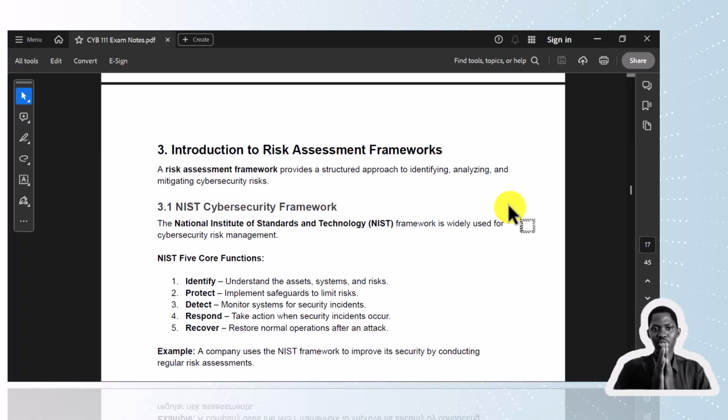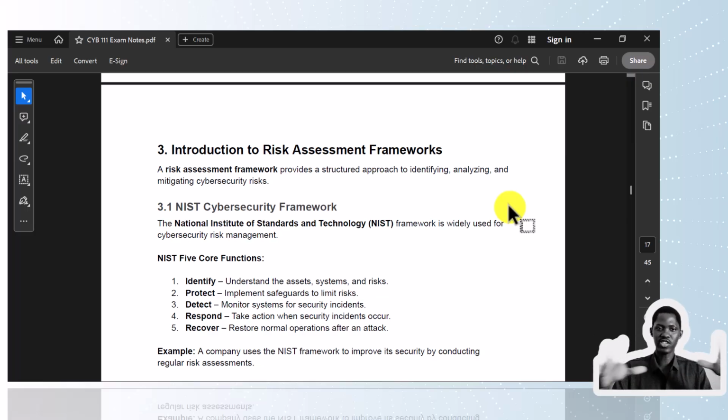The NIST stands for the National Institute of Standards and Technology. National Institute of Standards and Technology. There are a lot of frameworks out there. There are some that are specific to countries. There are some that are worldwide. You can always check their website to see the structured approach that they've provided. So it's widely used for cybersecurity risk management. Very popular. NIST 5 core functions.